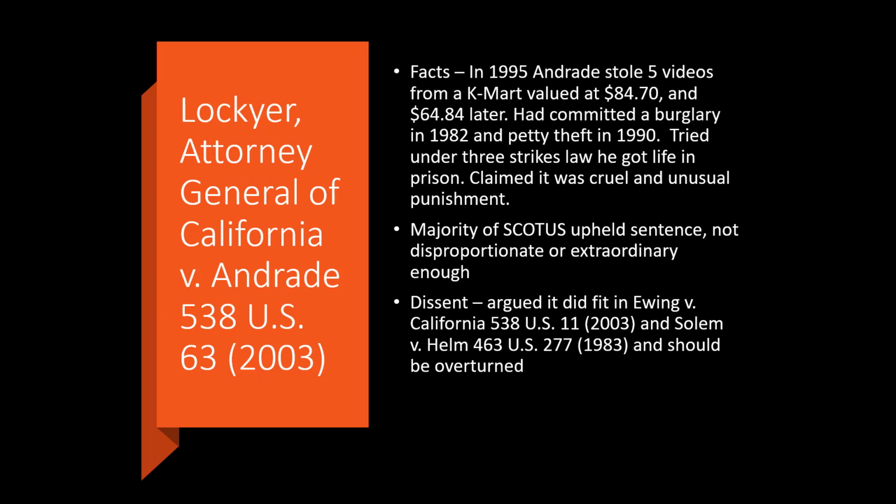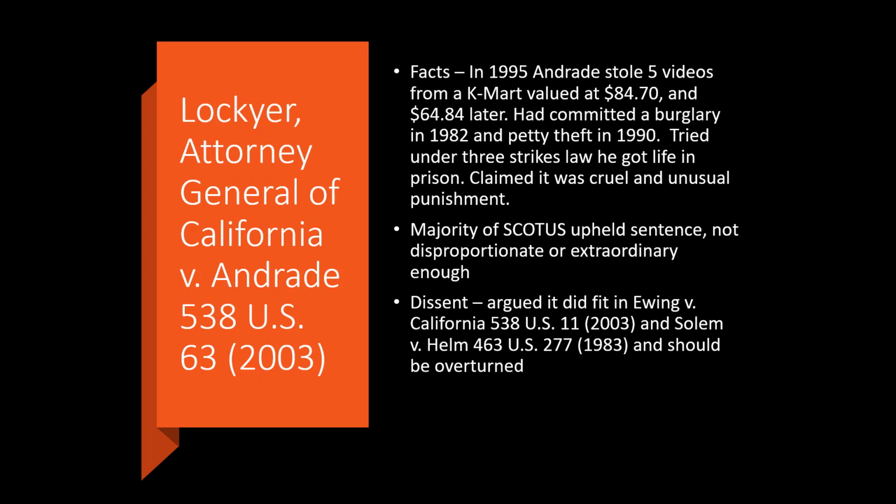Now the dissent said, no, this really goes too far. It didn't fit an earlier case, Ewing versus California or Solem v. Helm, and it should be overturned because it was extraordinarily disproportionate. And that opinion was written by Souter, joined by Justice Stevens, Ginsburg, and Breyer. But the majority said you can go to jail for life for shoplifting, which goes to show that for incarceration cases, the standard is pretty high before the court's going to go in.